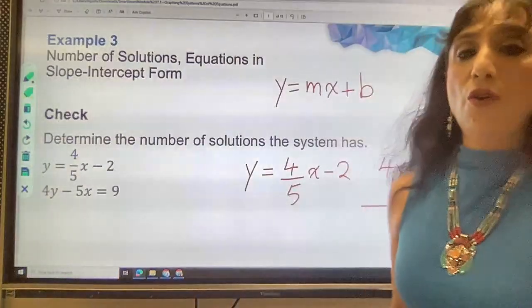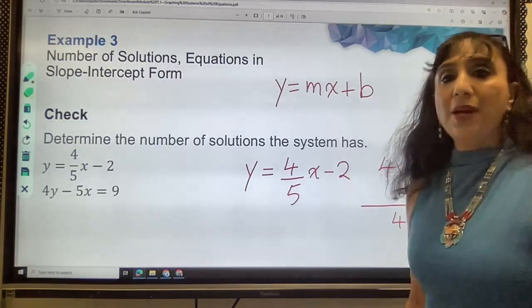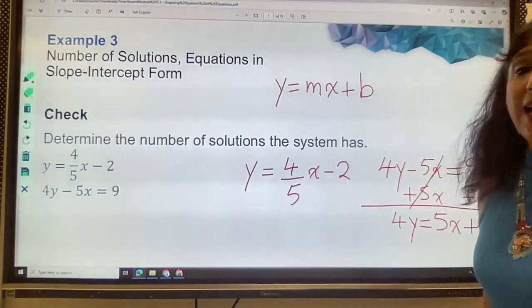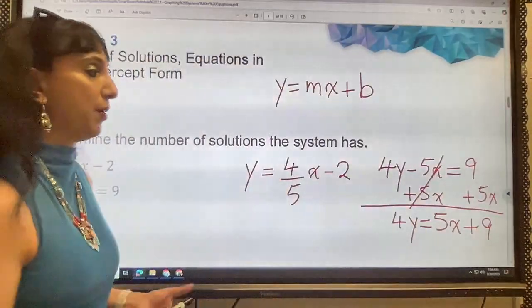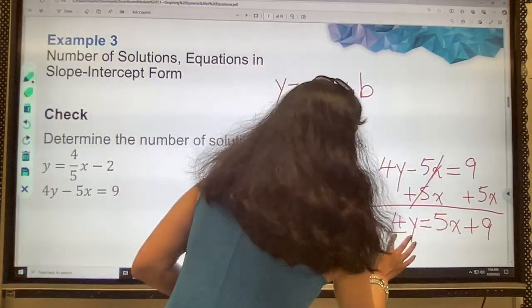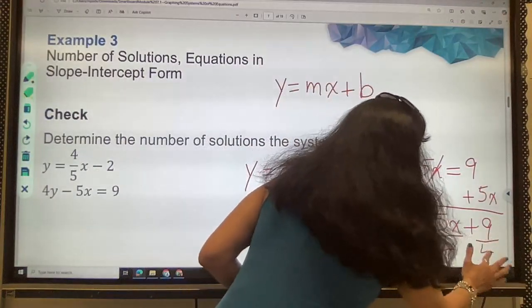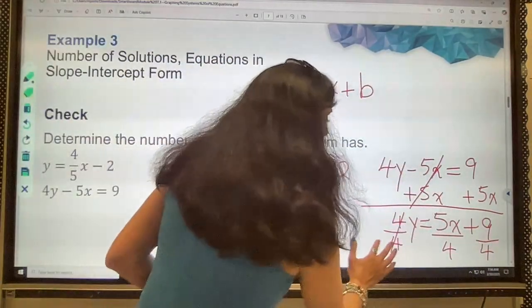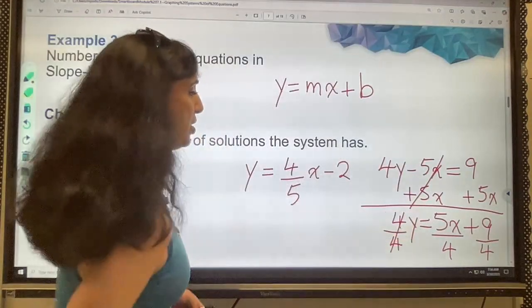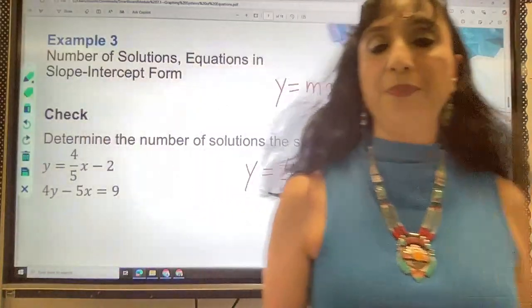Because my coefficient of y is 4, I am going to divide both sides by 4. And so then I get y is equal to 5/4 x plus 9 over 4.